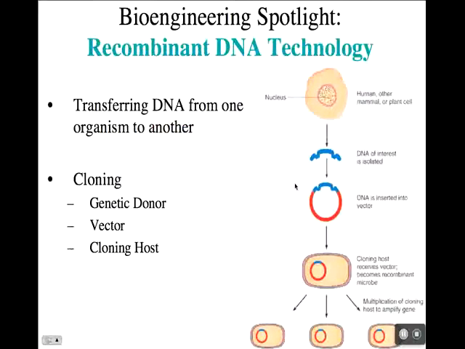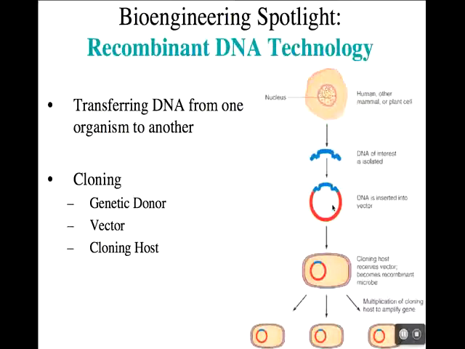All right. So, the next topic here in bioengineering is called recombinant DNA technology. Recombinant DNA technology is when we put a gene from one organism into another. So you're transferring DNA from one organism to another. And whenever we do recombinant work, we always have a genetic donor, right? Whoever's delivering the DNA or giving the DNA. You have a host, the cloning host here, who's receiving the DNA, and you have a vector. The vector transfers the DNA from the donor to the host.